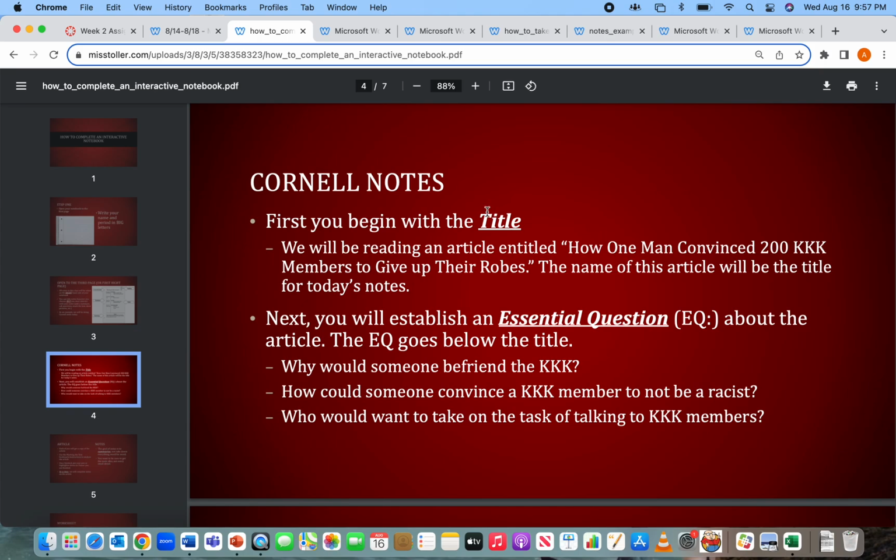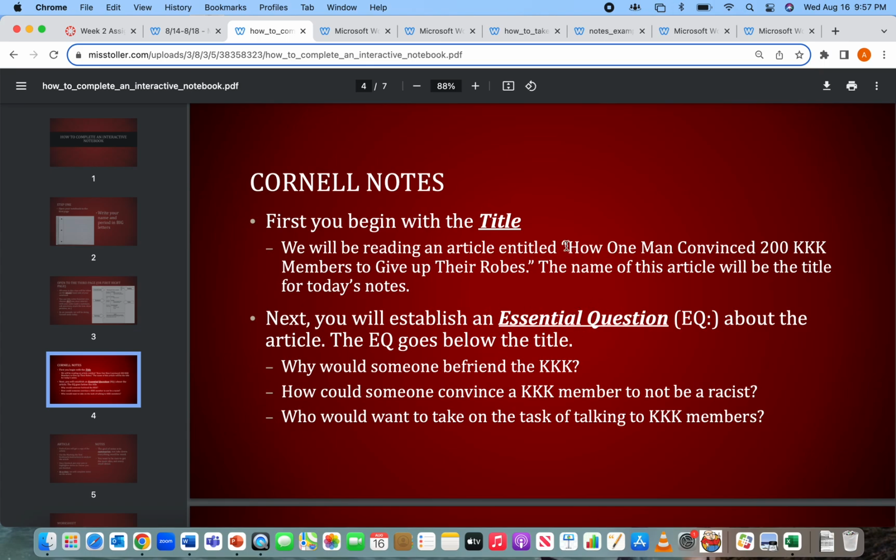So the title of the article is the title of your notes. Now, I know it's a really long title, so if you want to reduce it, you can. You could put How One Man Convinced ... You can condense the name of the article however you would like to do it. The next thing that you're going to do is add an essential question.